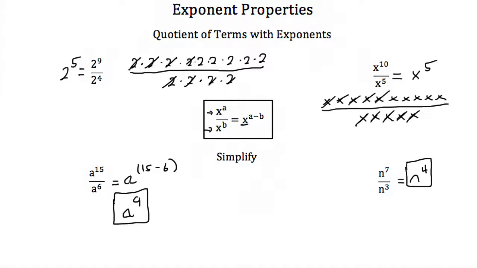There's another way you can think of this. Remember our properties of negative exponents. If I rewrote n to the 7th over n to the 3 as n to the 7th times n to the negative 3, then we could use our properties of multiplication and add our exponents. So 7 plus a negative 3 is still n to the 4th.